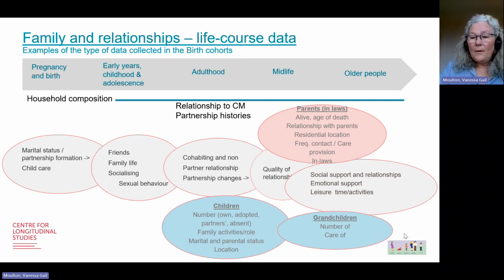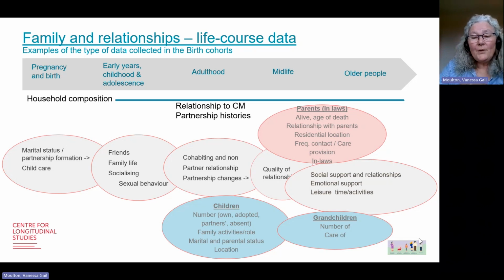And another example I wanted to focus on was family and relationships. So at each sweep, we collect household composition, so we know who the cohort member is living with, and often their exact relationship to the cohort member. We also know their partnership histories. We collect parents' marital status, partnership formations, information about the cohort members' childcare. As they grow up, information on their family life, friends and socializing. In adulthood, the cohort members' partnership, relationships and changes, quality of their relationships. In later years, social and emotional support.